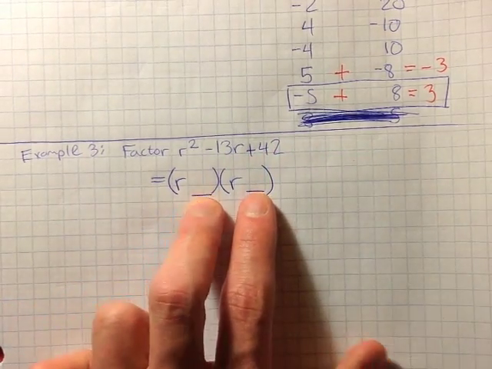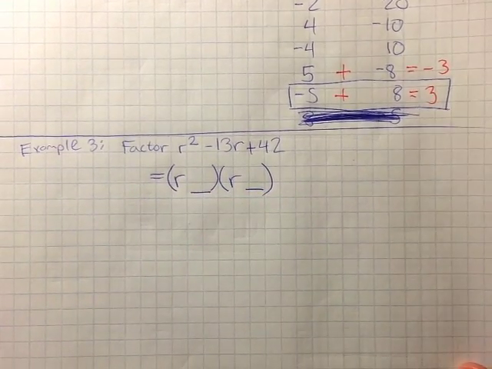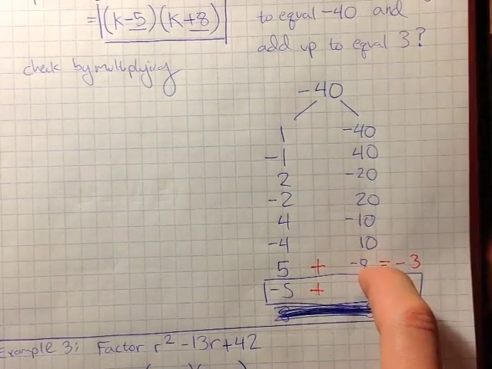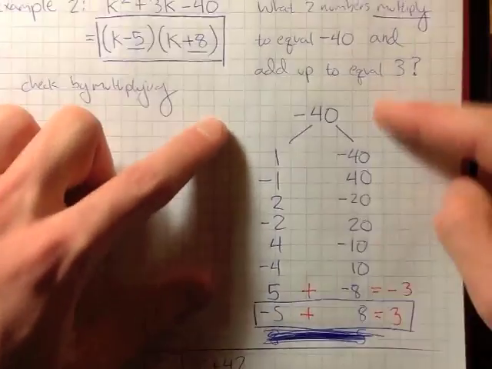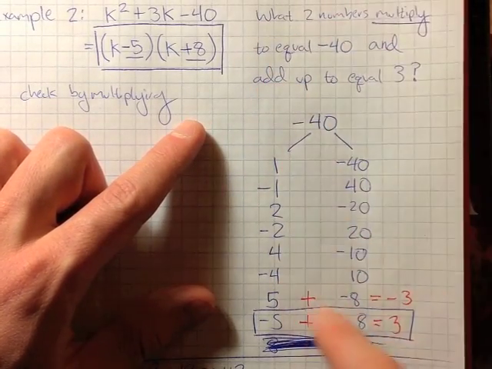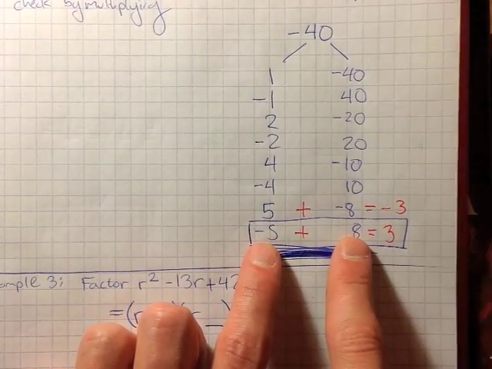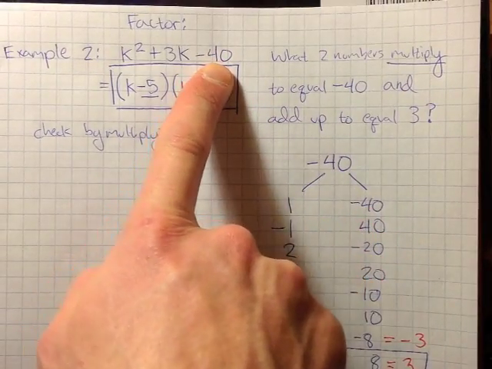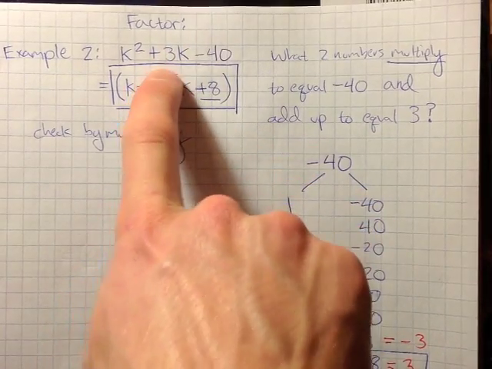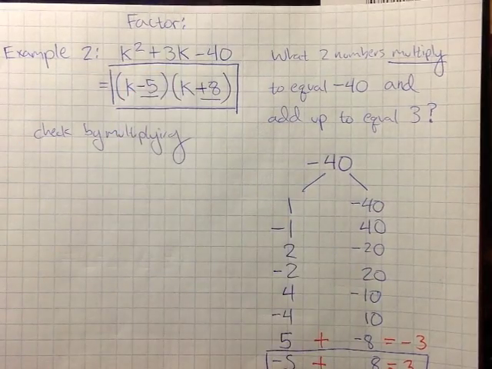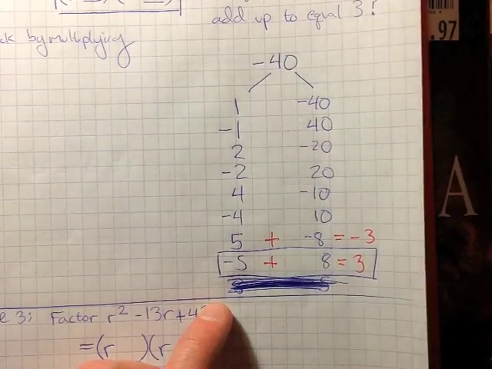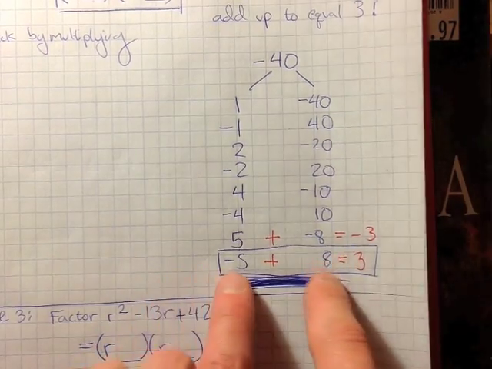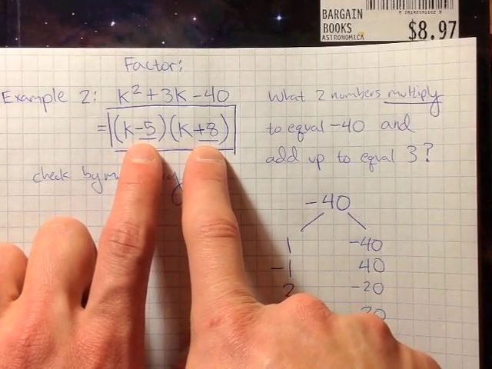Now, let me tell you something interesting. You do not have to do all of this work here. You do not have to. The only reason we had all of this work here is to find the special pair of numbers that multiply to give the last term and add up to give the middle number. I don't care how you find the magic pair of numbers. All I care about is that you do find them and you stick them into those blanks.